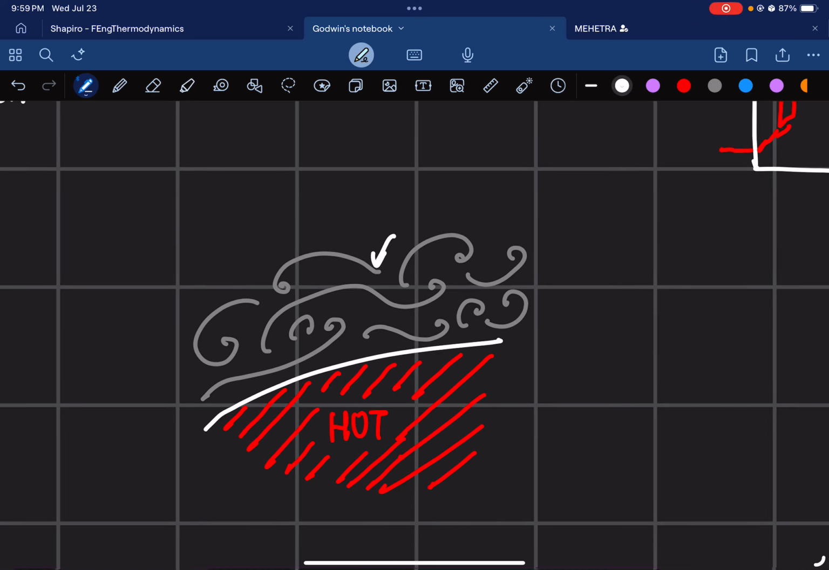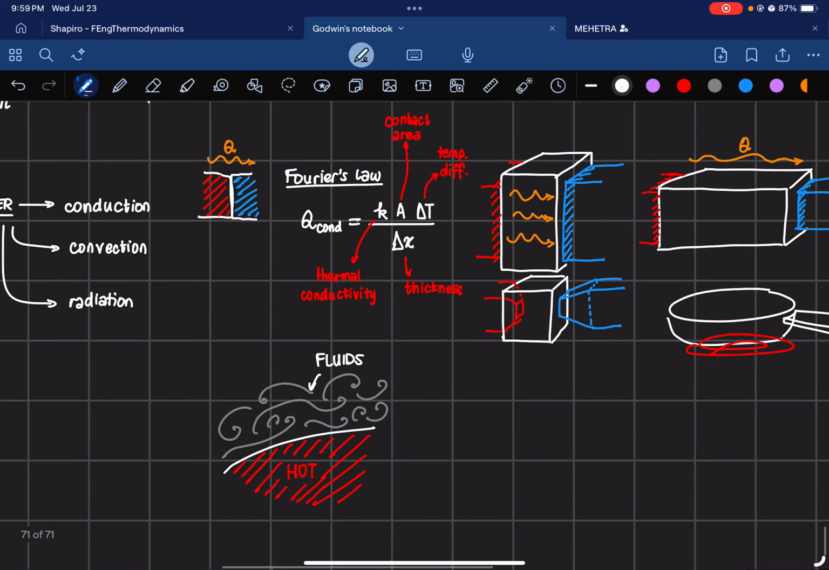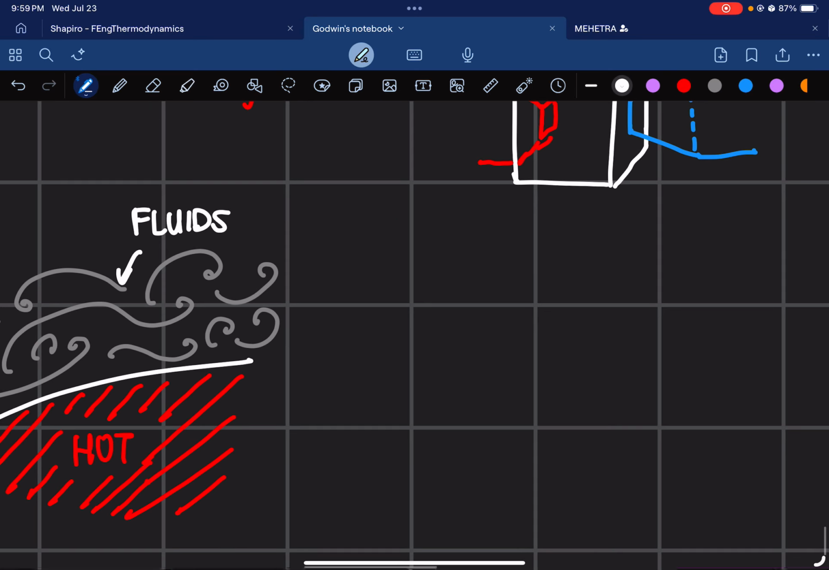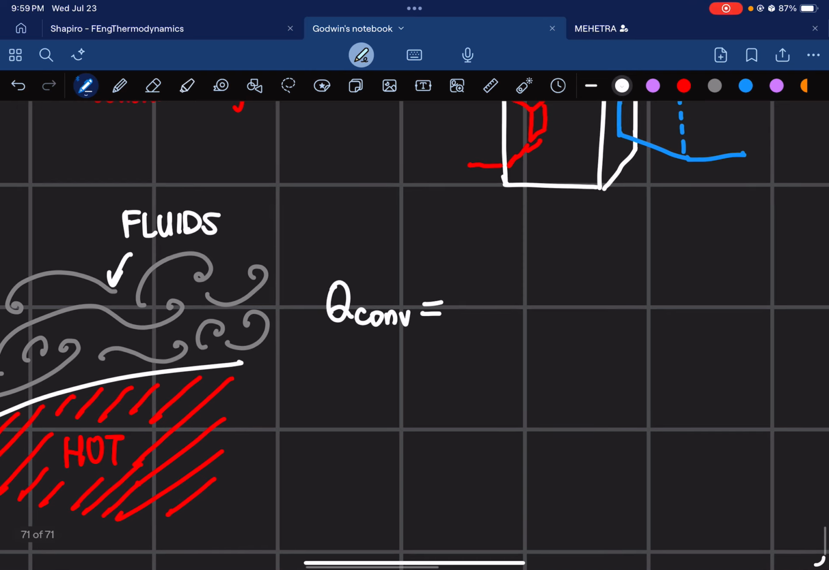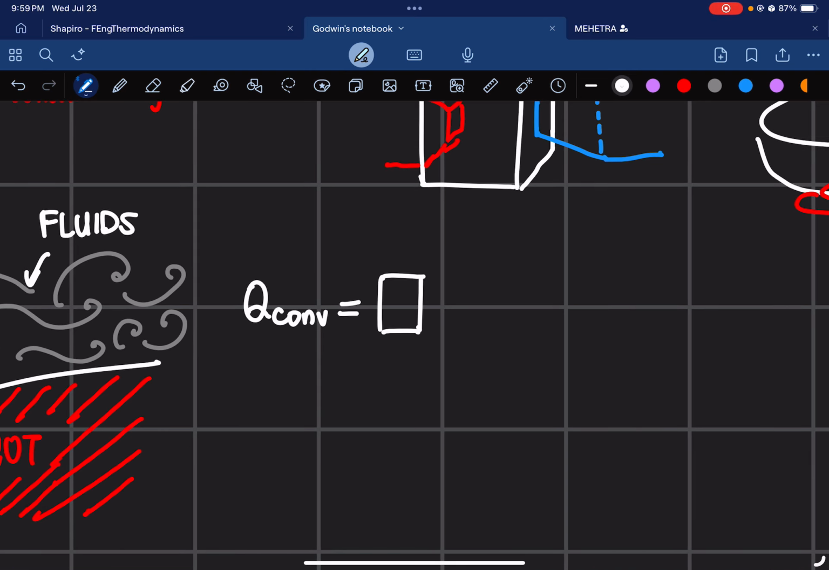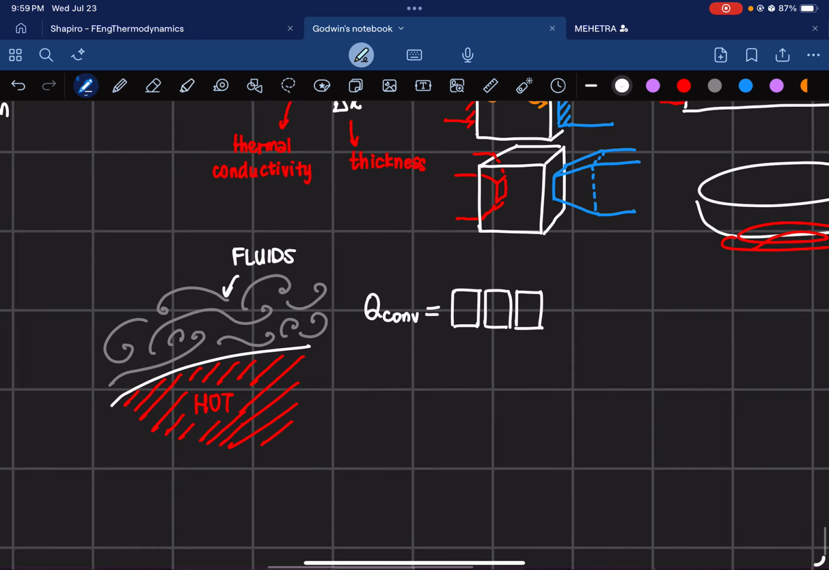Convection has something to do with the use of fluids to transfer heat, right? And so now, we will have another formula here, although now I don't know who to attribute it to, right? There will be three factors, again, for heat convection. Hopefully, you guys can try to figure it out, right?